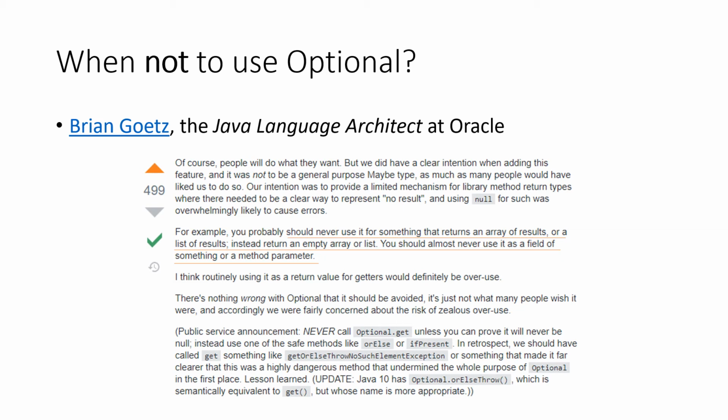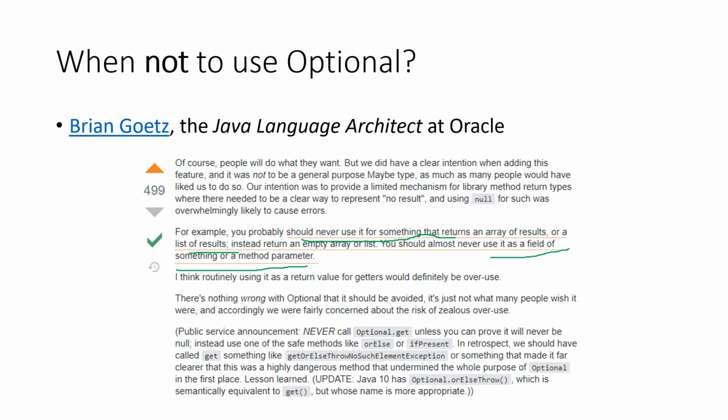So let's see what Brian Goetz, the Java language architect at Oracle, advises. He advises that we should never use it for something that returns an array of results or a list of results. Instead, you just return an empty array or list. You should almost never use it as a field of something or even a method parameter. You can read the entire paragraph for understanding the whole thing, but the main point is don't use Optional everywhere, because eventually it will litter your code again with the Optional class.